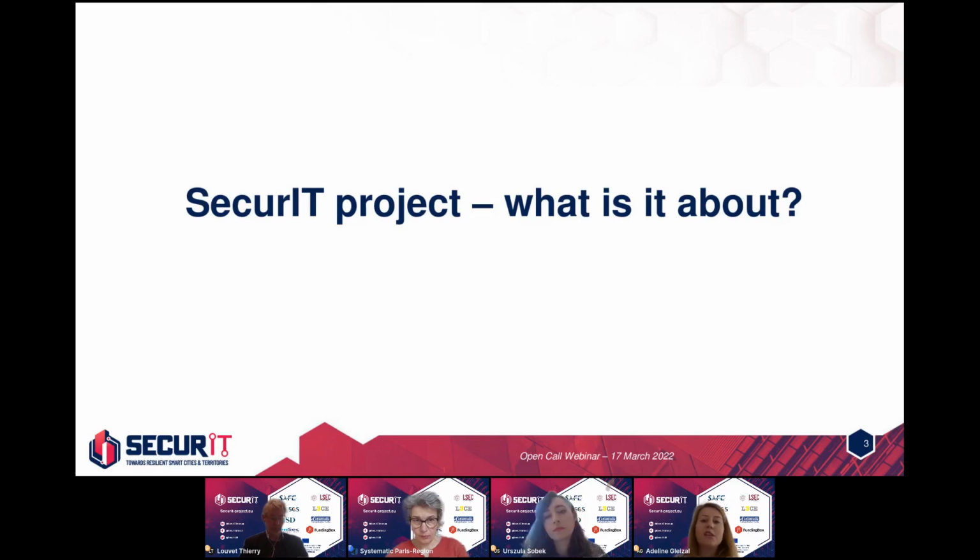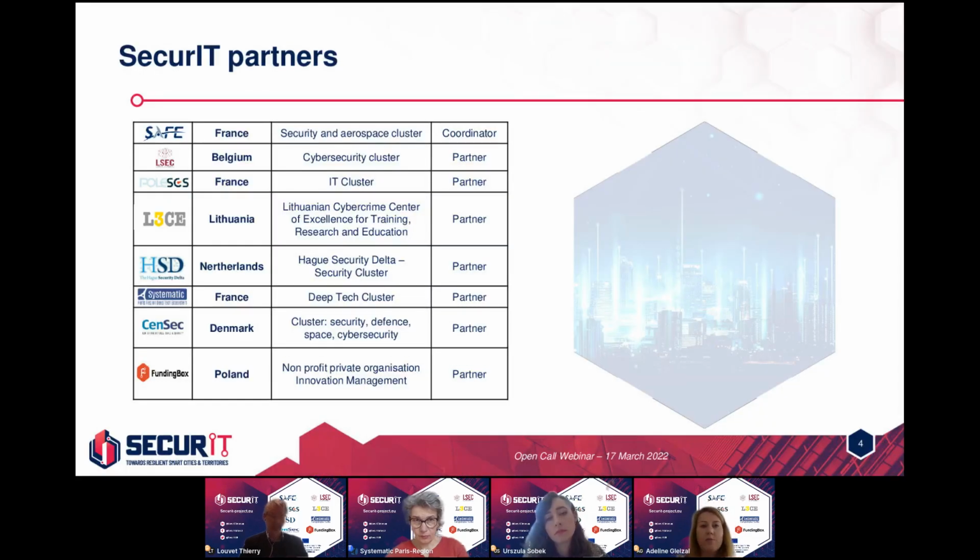So SecurIT project, what is it about? So I will be brief on this because it's just a framework in which this Open Call is organized. So SecurIT is an EU project which is funded by the European Commission. It's coordinated by SAFE, and we are coordinating this project with 7 other partners, mostly clusters. So we have LSEC from Belgium, the Pole SES from France, L3C from Lithuania, HSD from the Netherlands, Systematic from France, Sensem from Denmark, and Funding Box from Poland, which is helping us with all the open call process.